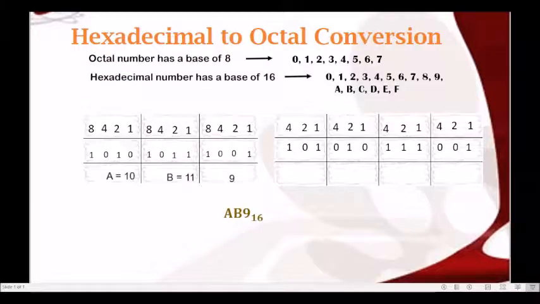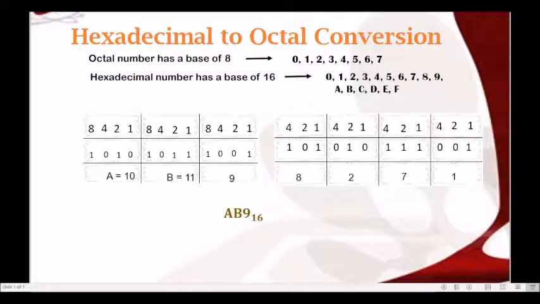And then after this, we are going to add the indexes which have 1 under them. For the first group, we only have 1 which has 1 under it. So therefore, it's equivalent to 1. For the next group, we have 1 under 4, under 2, and under 1. So therefore, we add 4, 2, and 1, and the sum is 7. For the next group, we only have 1 under 2. So therefore, it's equivalent to 2. And for the last group, we have 1 under 4 and under 1. So that when we add 4 and 1, the sum is equivalent to 5.